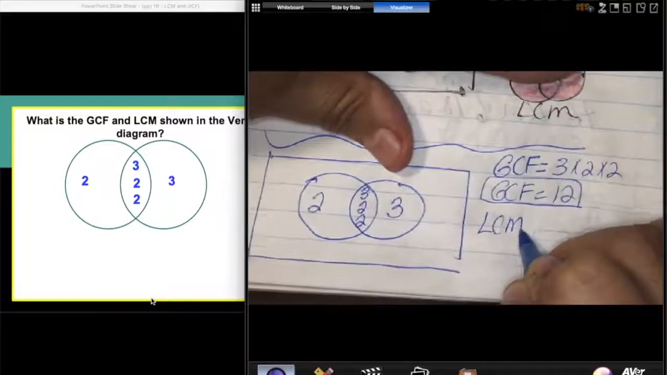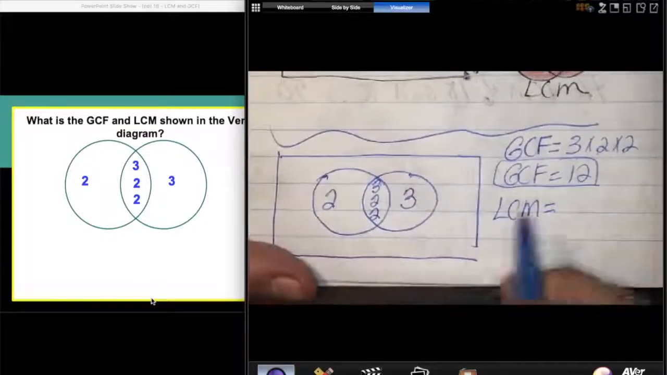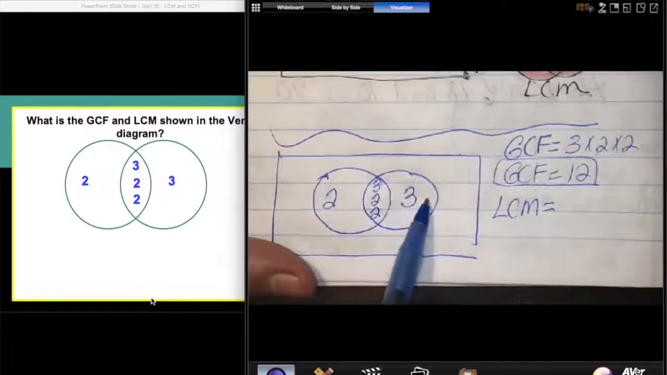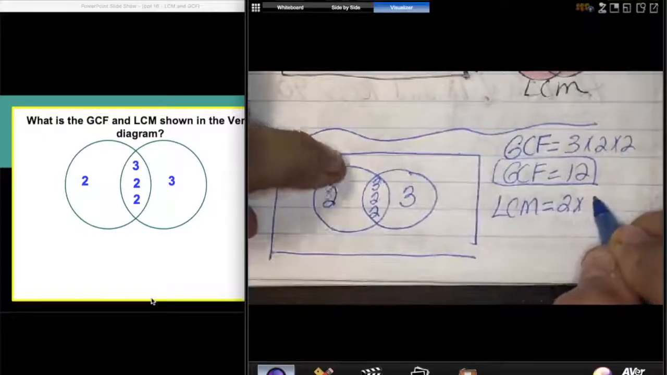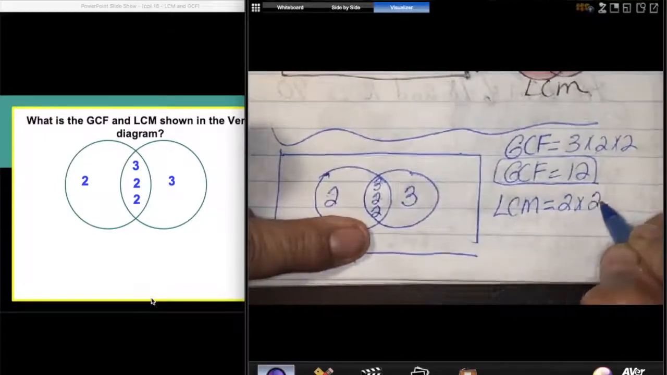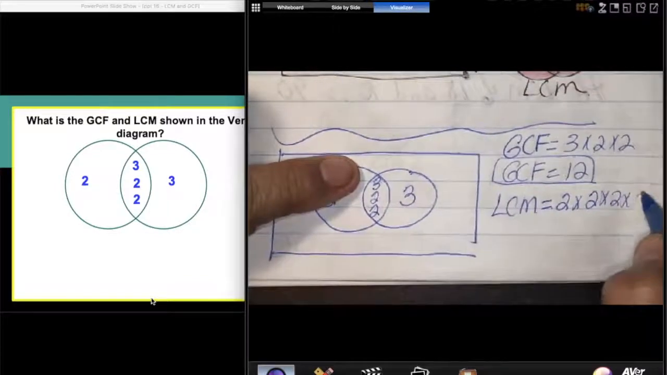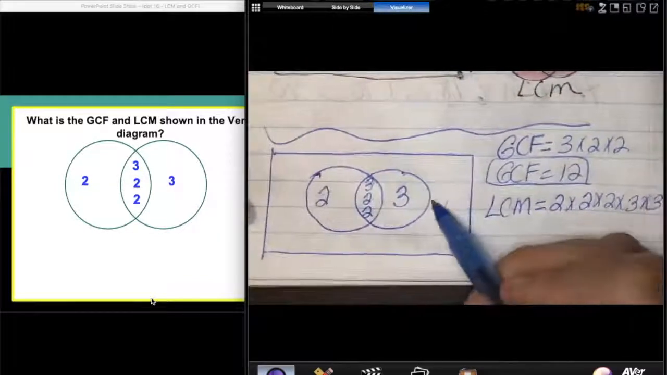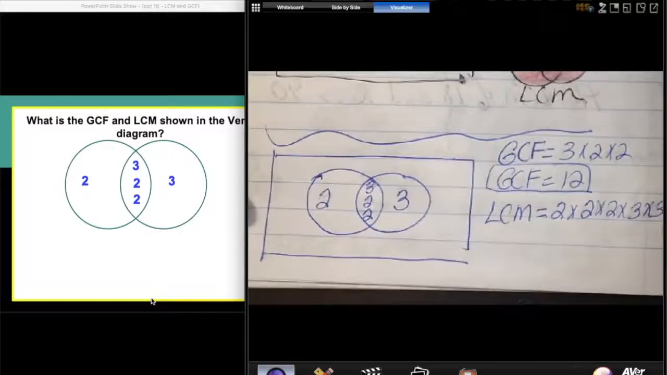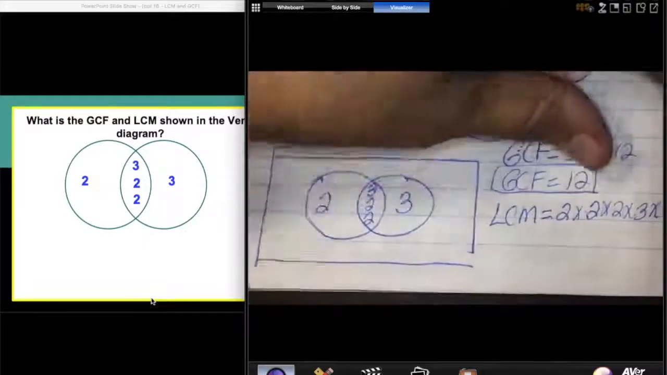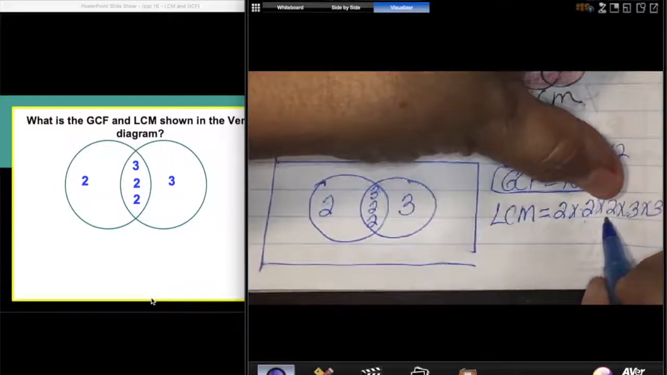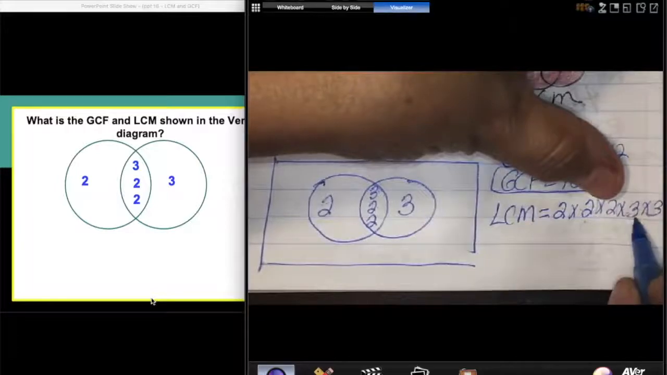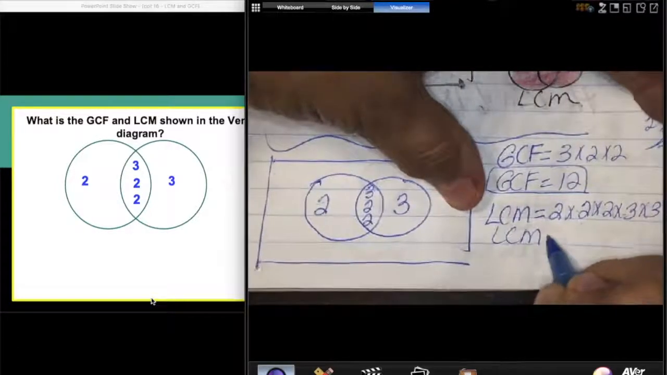If I'm looking for the LCM, I'm going to multiply all of the factors listed. Starting on the left, 2, 2, 2, 3, 3. Let's count them: 1, 2, 3, 4, 5. So 2 times 2 is 4, times 2 is 8. 8 times 3 is 24. 24 times 3 is 72. 72. Gotta trust it.